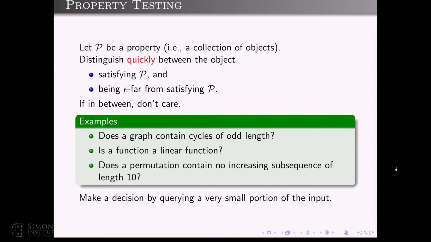So traditionally in theoretical computer science, with input size n, a polynomial running time algorithm is considered fast. But in property testing, for example, if your input is a graph or the rankings of many websites, the input size is enormous. So even a quadratic tester is going to be slow. So we want to be able to make a decision by querying a very small portion of the input.